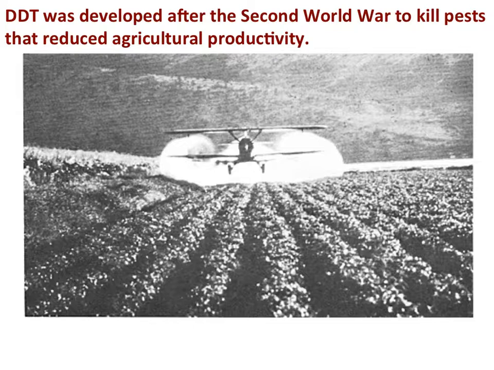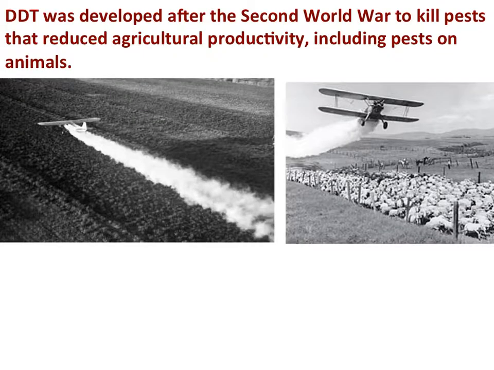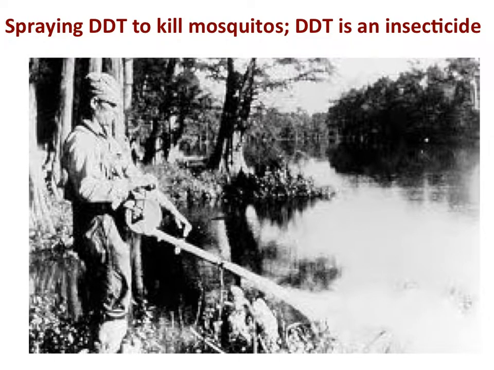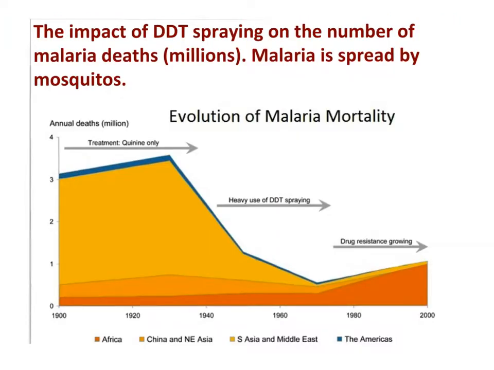Remember, DDT was initially used in agriculture to kill insects that infected crops. DDT was developed after the Second World War to kill pests that reduced agricultural productivity, including pests that infected animals. Here is an image of DDT being sprayed onto a lake that would breed mosquitoes. Now, malaria is a disease in human societies caused by a one-celled organism that is spread by mosquitoes when mosquitoes bite. Malaria is spread by mosquitoes.